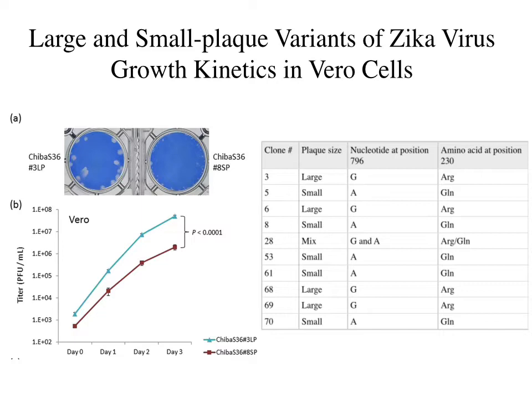These results indicate that the amino acid variation at position 230 in the viral polyprotein, which is located in the M protein sequence, is a molecular determinant for plaque morphology, growth property, and virulence in mice of Zika virus.